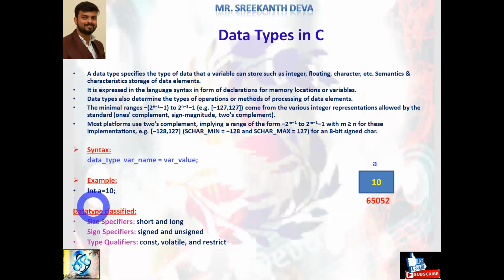Coming to the data type classification, it can be classified basically into three types. Size specifiers, generally short type and long type. Short is a small type, long means a high range of the type. Sign specifiers, signed and unsigned. Unsigned represents a variable can hold only positive numbers, signed means a variable can hold negative numbers and positive numbers. And another type called type qualifiers, applicable for const, volatile and restrict. So this is the basic data type classification.